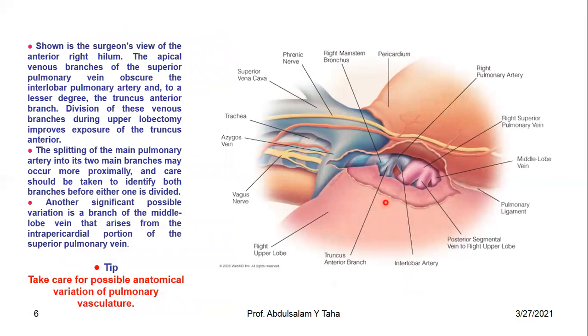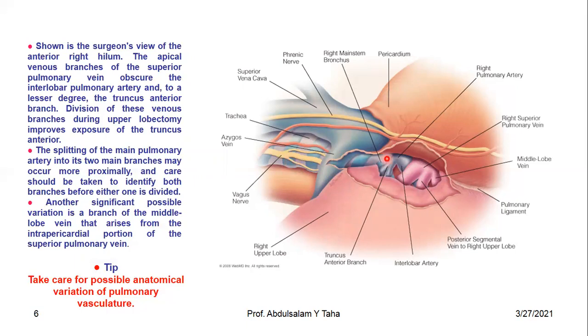In this view, we can see the anterior aspect of the right hilum. The mediastinal pleura has been opened. The right lung is retracted posteriorly, and this is the arch of the azygous vein joining the superior vena cava. The phrenic nerve runs on the lateral aspect of the pericardium, and the vagus nerve is in between the trachea and the esophagus.